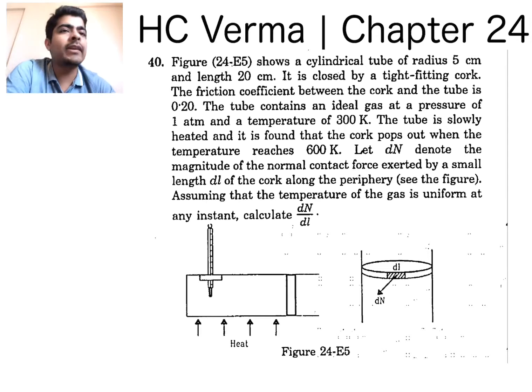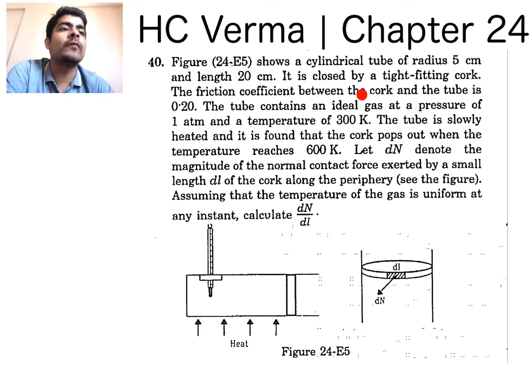We are looking at question number 40 from chapter number 24 of H.C. Verma. Question says, figure shows a cylindrical tube of radius 5 centimeter and length 20 centimeter. This is your cylindrical tube. Okay, length and radius are given. It is closed by a tight fitting cork.